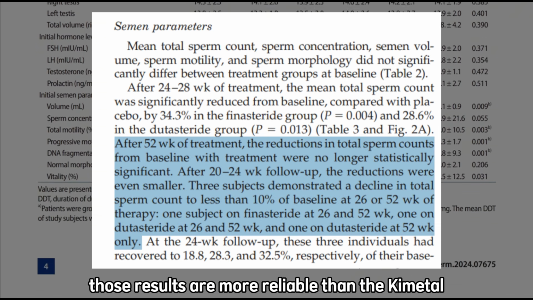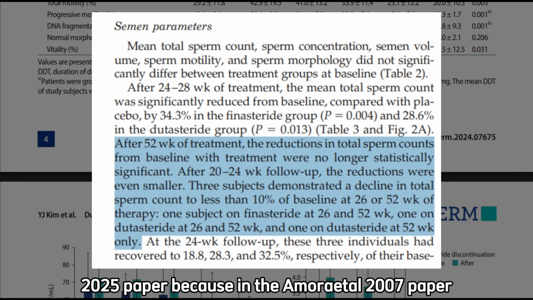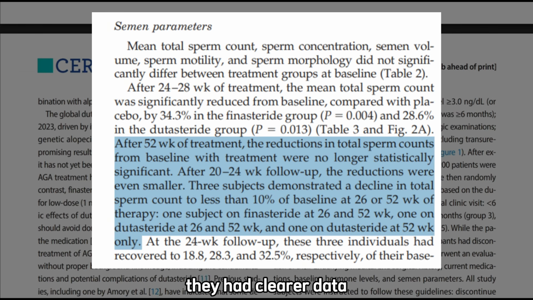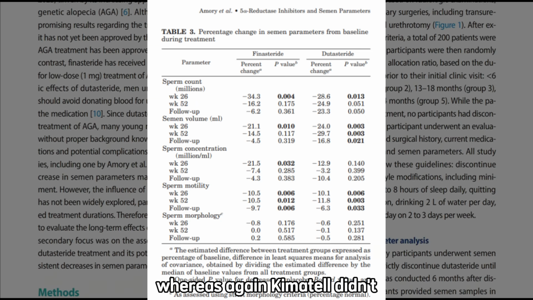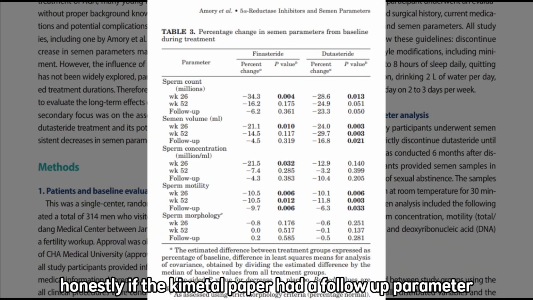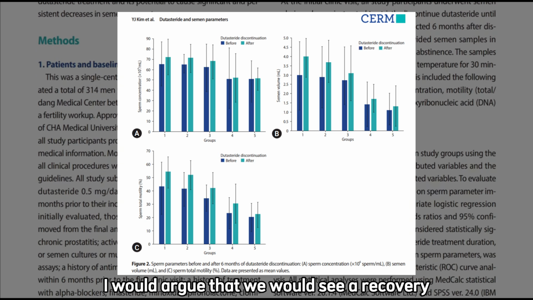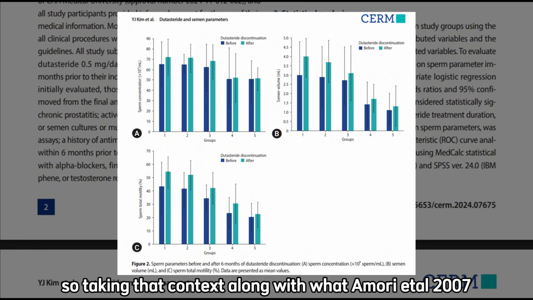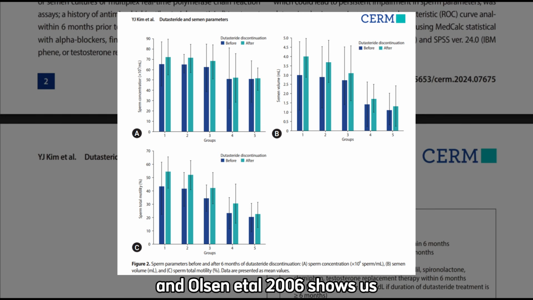And we can say those results are more reliable than the Kim et al. 2025 paper because in the Amory et al. 2007 paper, they had a placebo control group. They had clearer data. We had something to measure against, whereas, again, Kim et al. didn't. Honestly, if the Kim et al. paper had a follow-up parameter beyond 6 months, I would argue that we would see a recovery in those men's fertility ranges, right? But they didn't have a follow-up. So, taking that context along with what Amory et al. 2007 and Olsen et al.